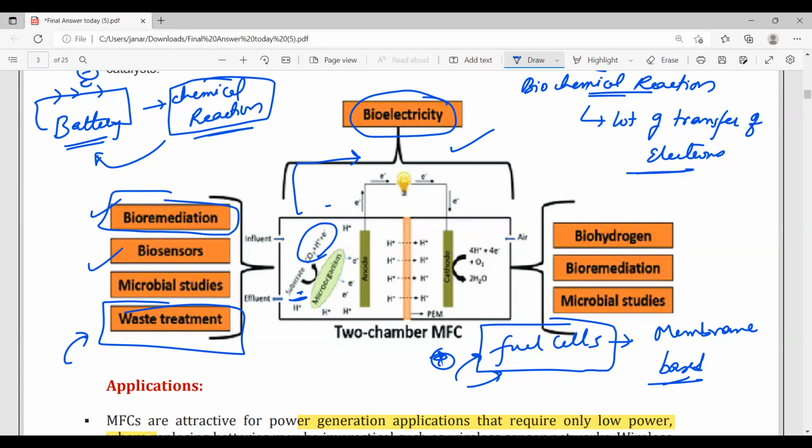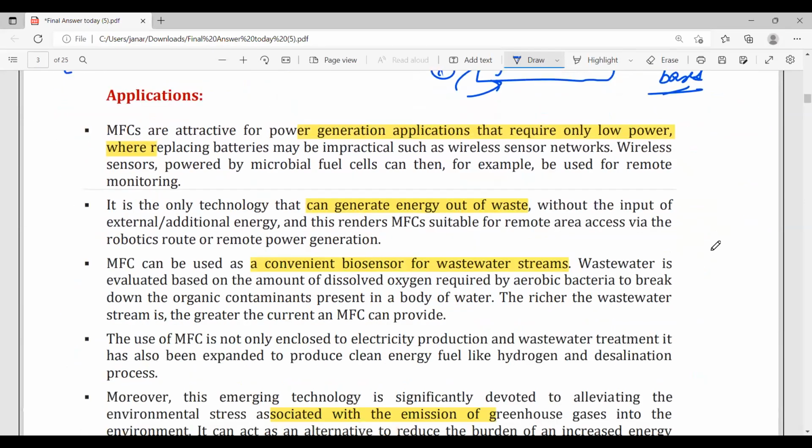They can be used as biosensors, indicators for environmental monitoring. Many applications can be generated with microbial fuel cells. Low power requirements, isolated standalone devices. Suppose in the Siachen glacier you want to keep some sensors where batteries may not survive, but there are a lot of bacteria and organic compounds. Reactions can be set up with those, oxidation and reduction, to generate electricity. There is a huge scope, still a nascent field, no doubt.